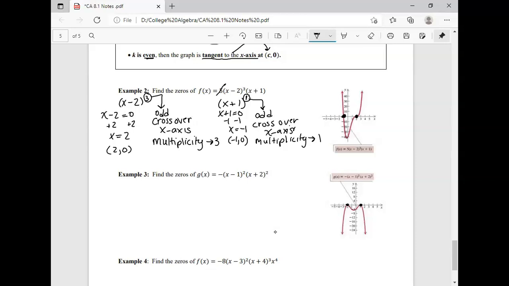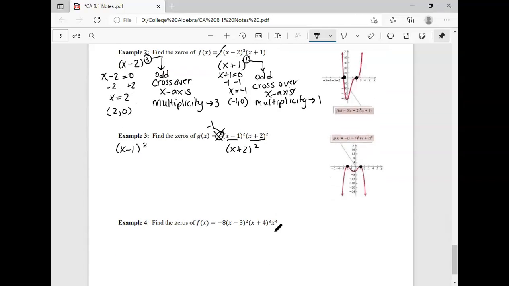We are only worried about the things with the x's in them. So this negative right here just represents -1, and there's no x in that term. So I don't really care about that for what I'm doing right now. This and this both have x's in them. So I'm going to jot these down. X minus 1 squared and x plus 2 squared. I'll look at those.